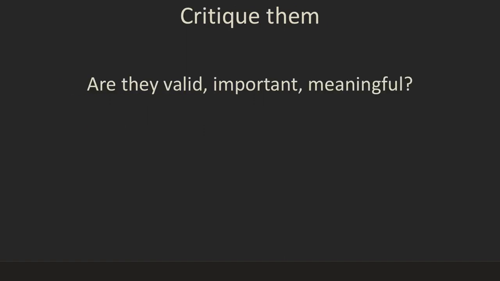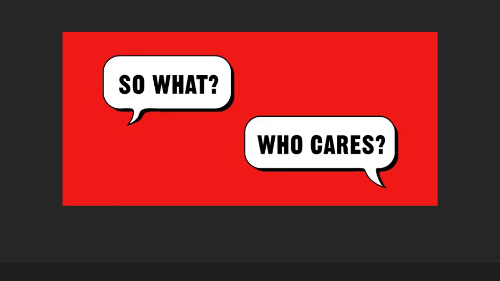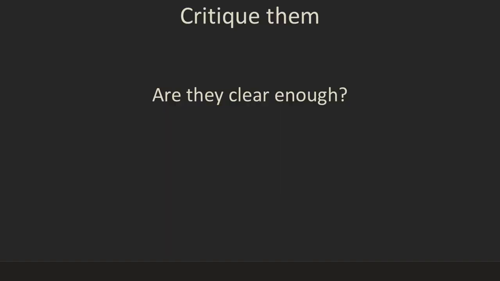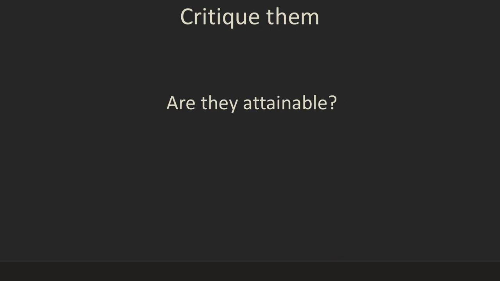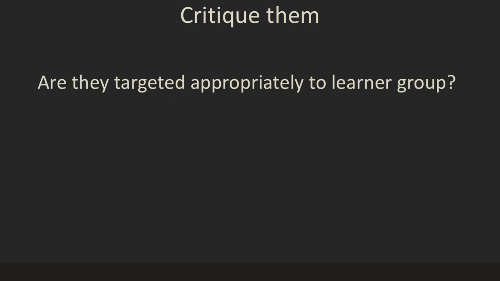And then you should critique them. Are they valid? Are they important? Are they meaningful? Do they really need to know this? Are they clear enough? Do the learners know what they should be able to do by the end of the session? Are they attainable or are they unrealistic? They may be unrealistic because of the time you have available to teach, of what you're teaching, or the group you're teaching to. They have to be targeted appropriately to the specific learner group or groups that you're teaching.